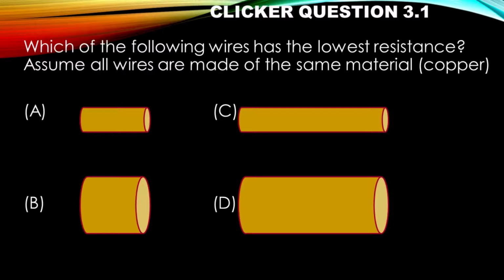Now, this one involves thinking about one of the equations that I have written here, specifically this one. So this question says, which of the following wires has the lowest resistance? Assume the wires are made out of the same material. So if they're made out of the same material, that means that they have the same resistivity. Okay. So what you're meant to consider is the differences in the diameter of these wires and the lengths to try to determine which one has the most or the least resistance in this case.